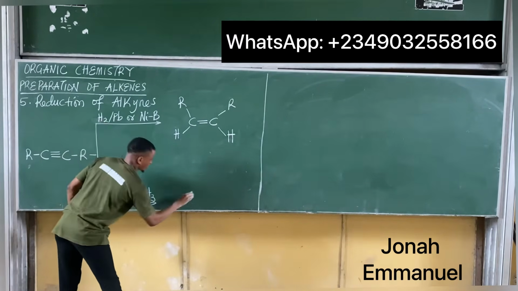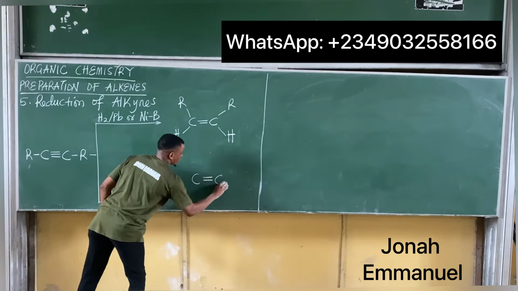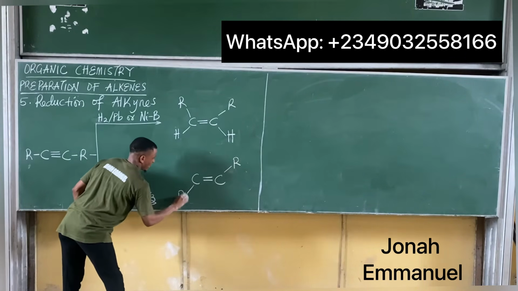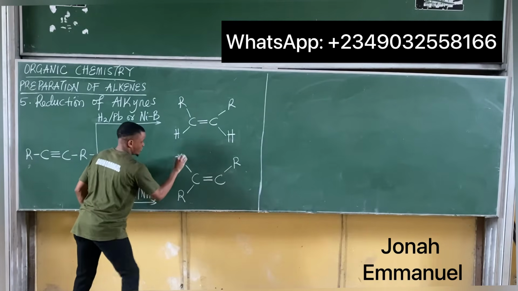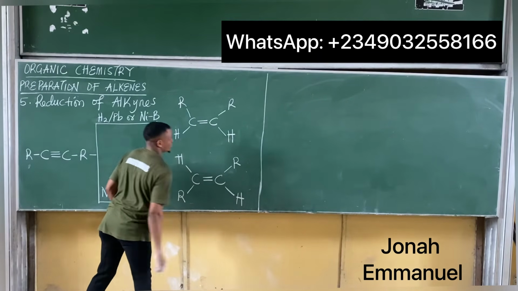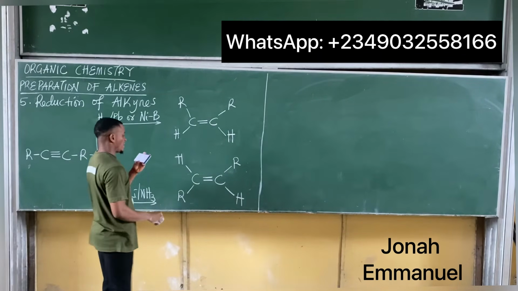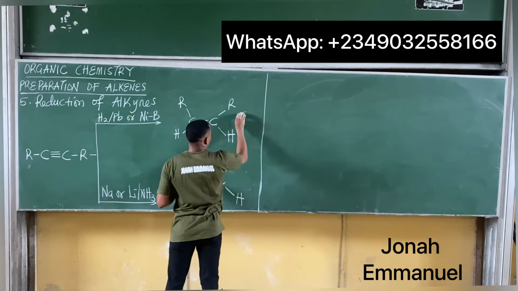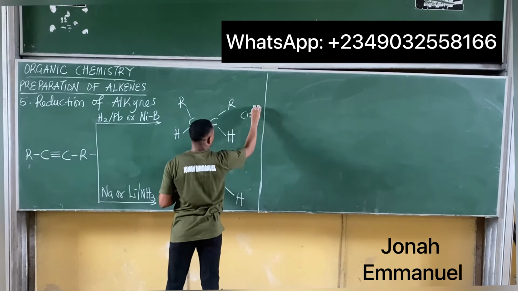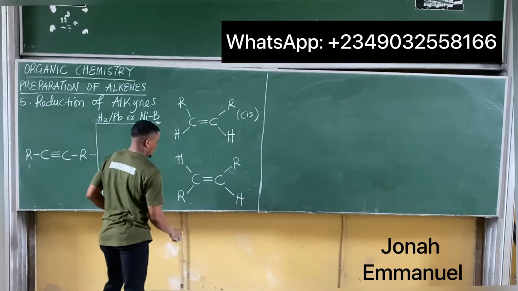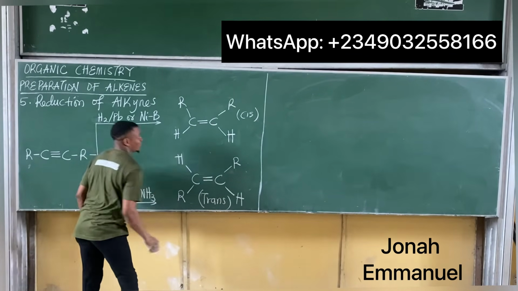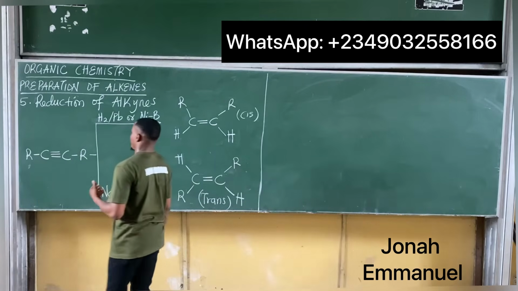For this one, your product is this: R, H and H. So I have this. What you have here is a cis. This is of course a cis compound. You know why it's cis, Abby? Yep. What do you have here? Trans. So you have this. So this is the reduction of alkynes.